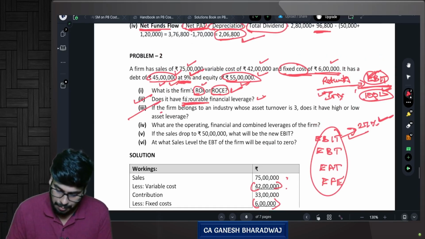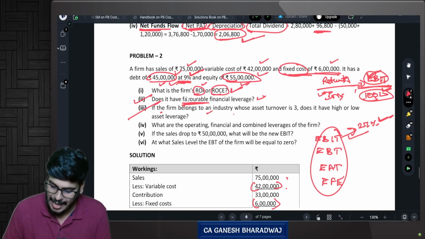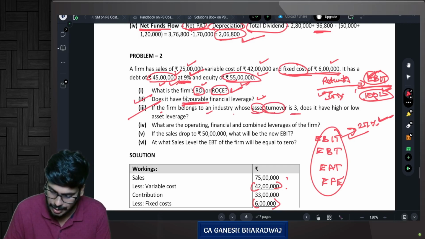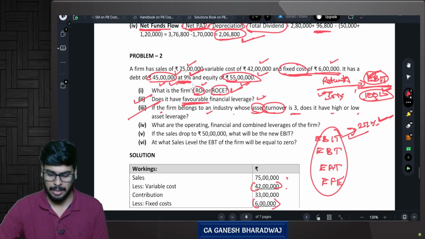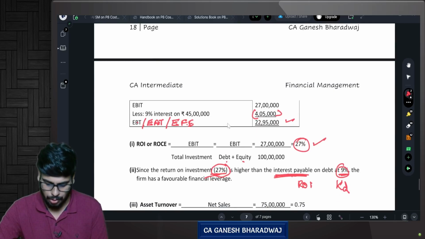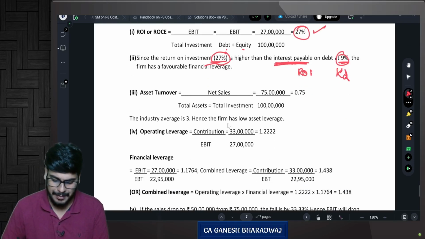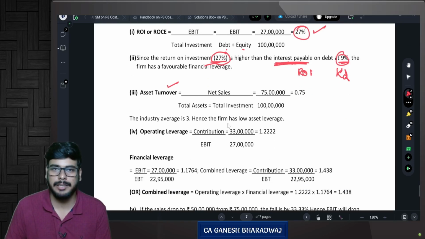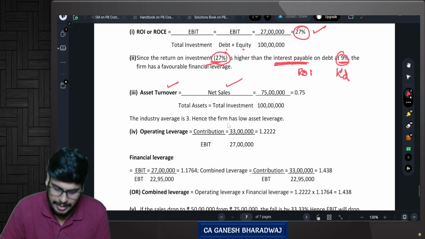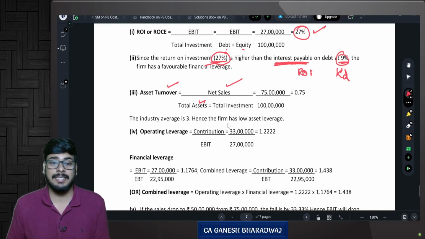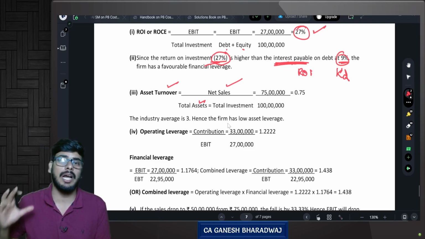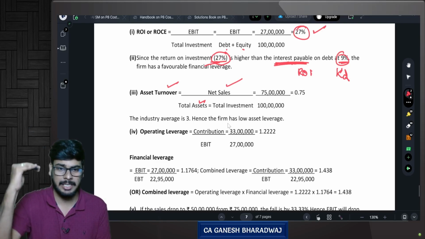Now, if the firm belongs to an industry whose asset turnover is 3, does it have a high or low asset leverage? Asset leverage means asset turnover. So what do you mean by asset turnover? Asset turnover ratio, what is it? Turnover means total sales, correct? So asset is total assets. The formula is total sales, that is net sales, divided by total assets. Are you clear with this? Now, in this case, total assets is not given. So when total assets is not given, total assets means what? Fixed assets plus current assets.